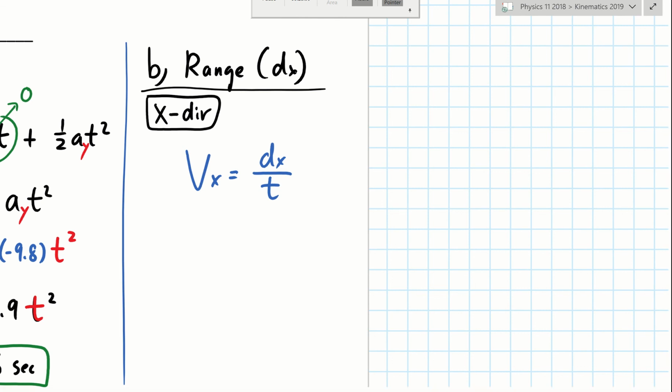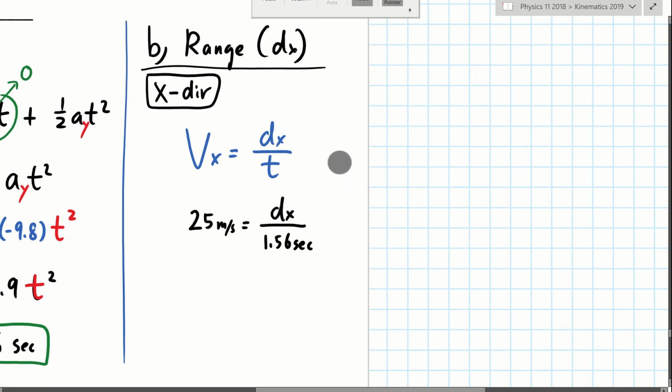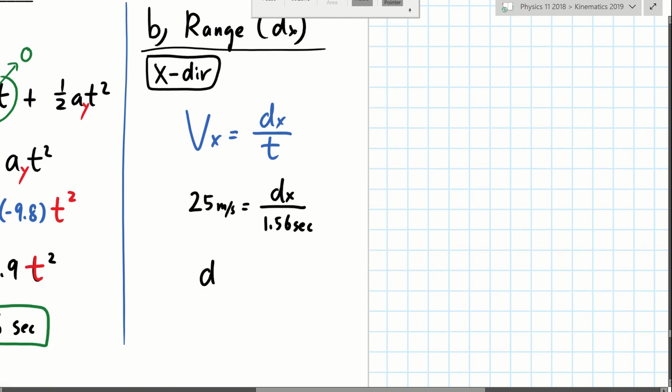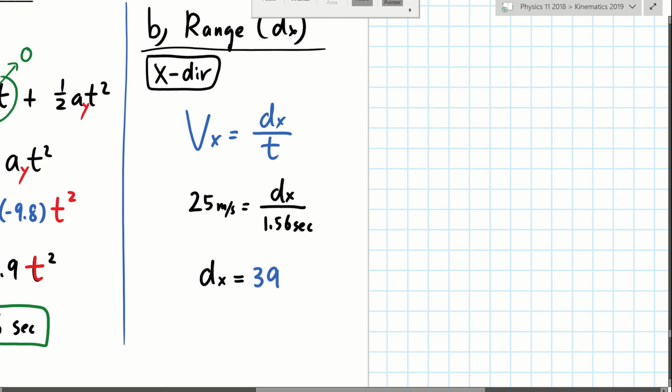For example, horizontal speed is 25 meters per second from the beginning to the end. And the displacement is what we want to find, whereas time is 1.56 seconds. That is from our last calculation. You will multiply both sides by 1.56 to get rid of that division. And once you're done, you get a range of about 39 meters.